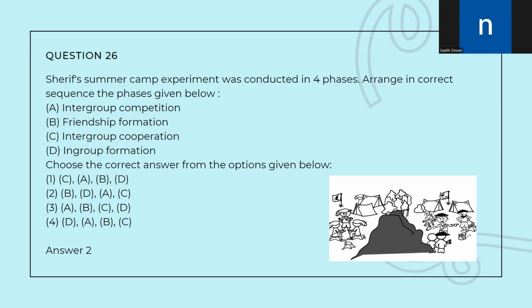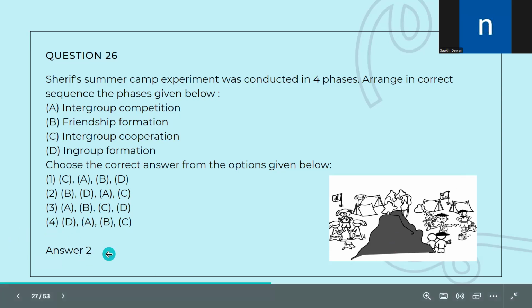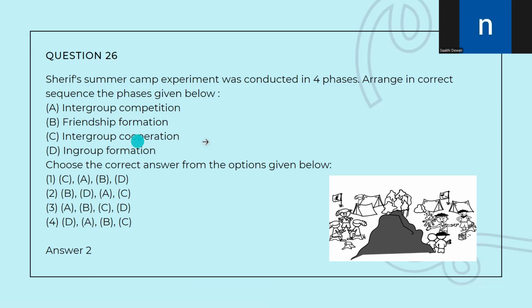Once the in-group is formed, the intergroup competition takes place because we regard the members of our in-group as we and those of the out-group as they. Therefore, intergroup competition starts between the two groups, and this is followed by intergroup cooperation under the experimental conditions. So the correct answer would be option number two, friendship formation, in-group formation, intergroup competition, and intergroup cooperation. I hope this makes sense. Let us move to the next question.